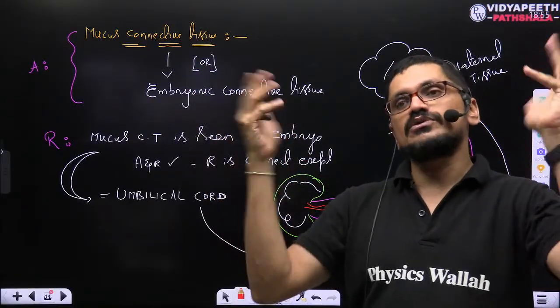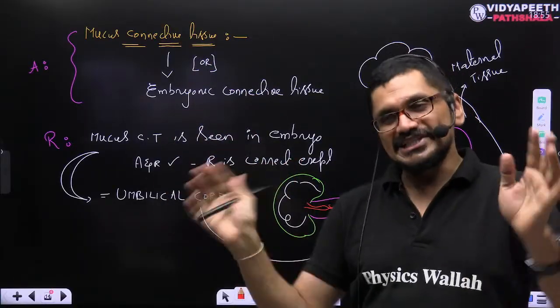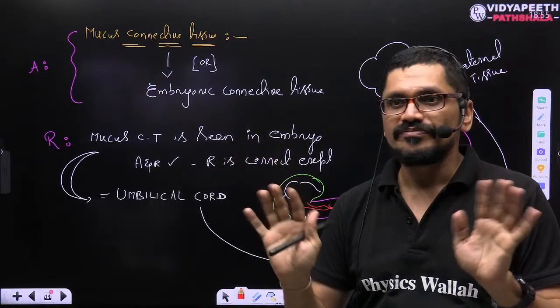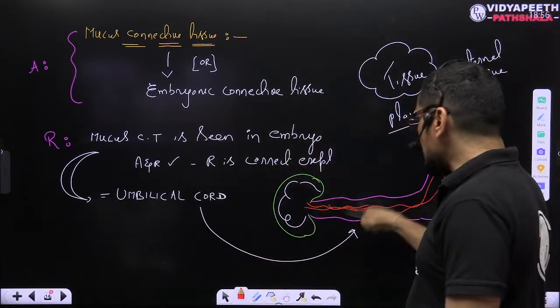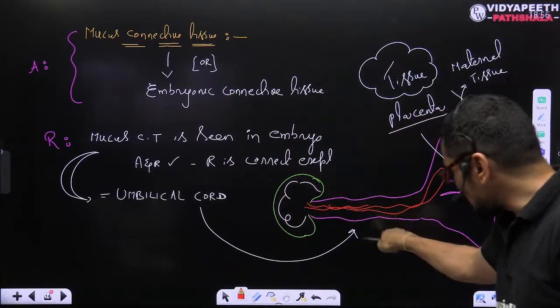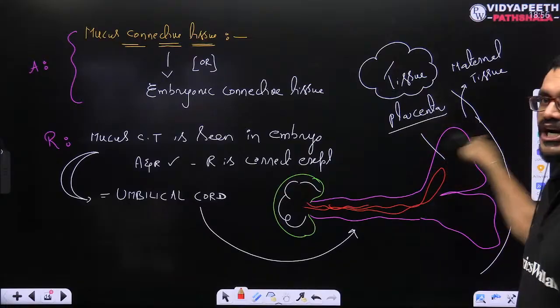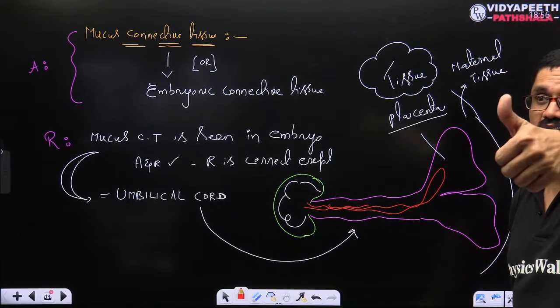Embryo is connected. What is connected to the mother? Placenta is connected to the mother. What is connected to the fetus? It is not the placenta which is connected to the fetus. It is the umbilical cord which is connected to the embryo. So: embryo, umbilical cord, placenta, maternal tissue. That is a very important sequence. Hope the point is clear to all.